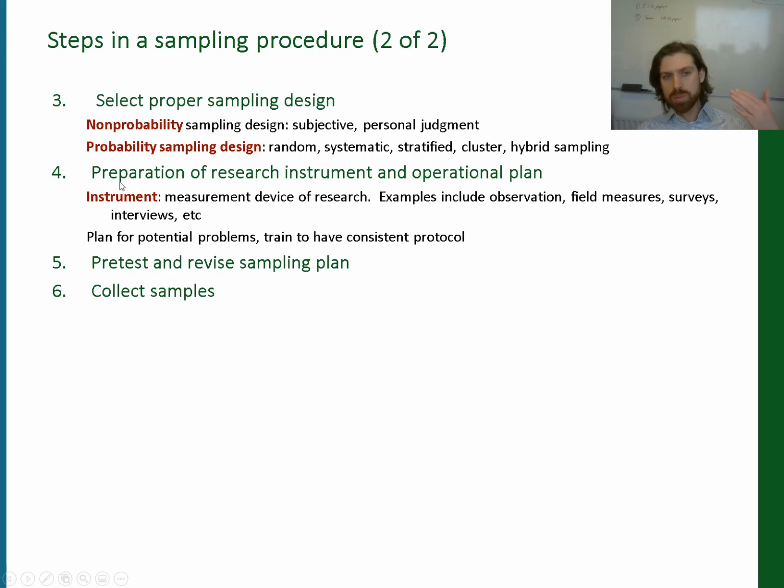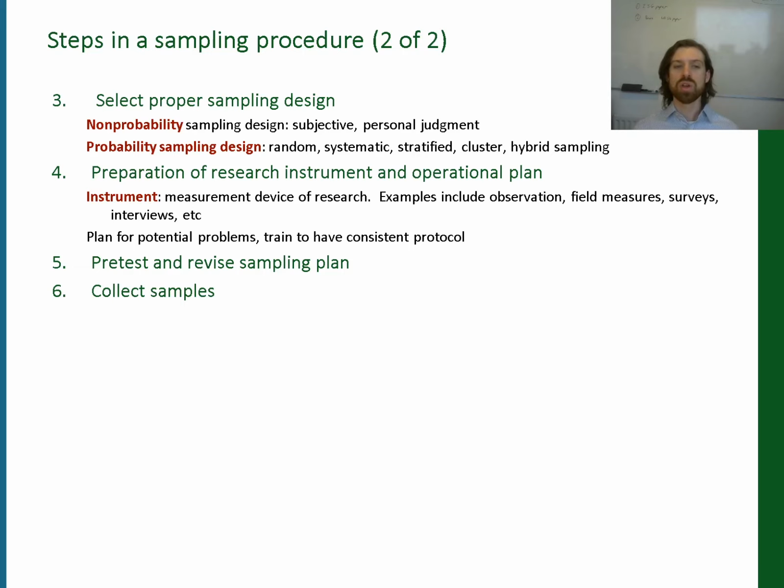Okay, then once we've got the sampling design defined, we're going to need to prepare the research instrument and the operational plan for getting the data. What does that mean? Well, that could be a survey, that could be an interview structure, that could be a device which you're going to use in order to obtain some quantitative information, a measurement device, for example. Essentially you need to set this up, and you need to make sure that the devices you're using are calibrated. Your survey, if you're using it, or your interviews aren't using leading questions.